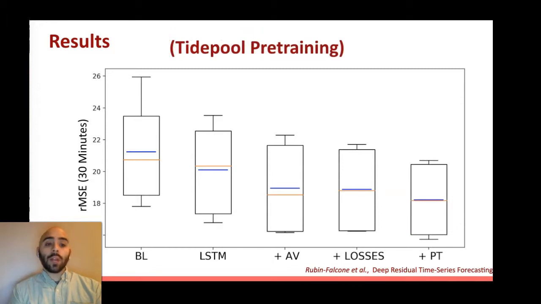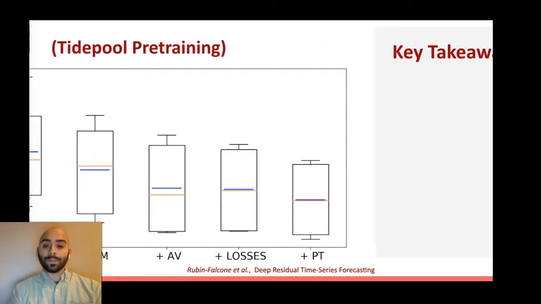We found that pre-training on the large dataset improved performance, indicating that the model benefited from having many more patients' data available. This highlights the importance of public availability of large data sets for future studies. Our final root mean squared error was 18.22.